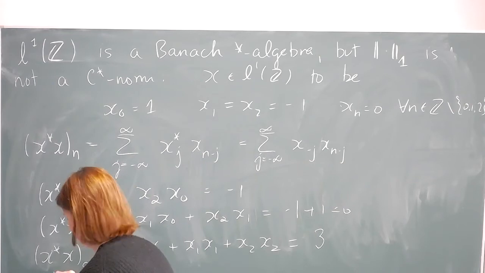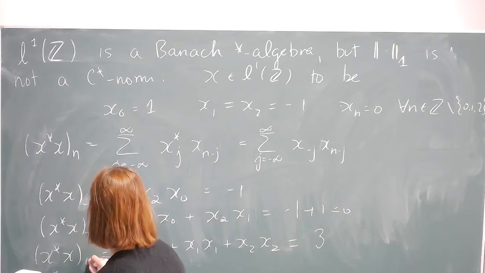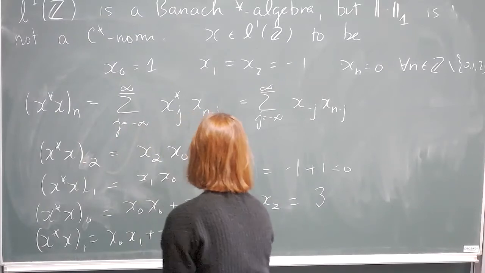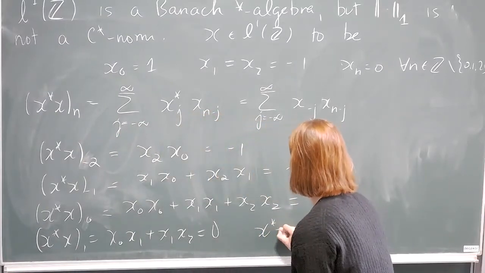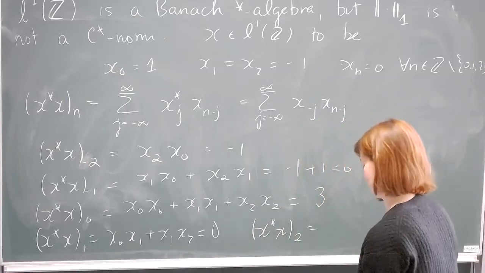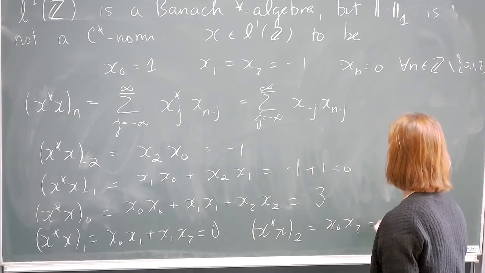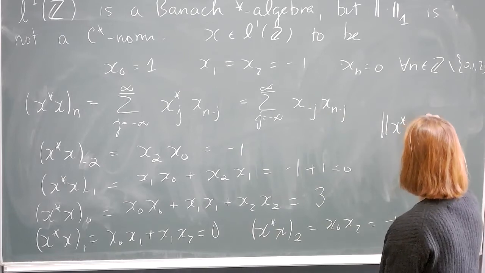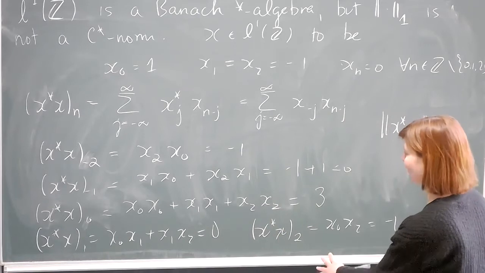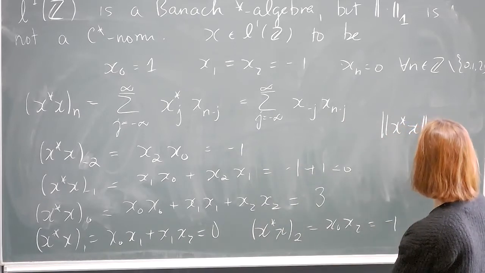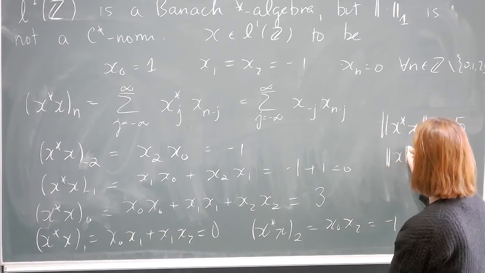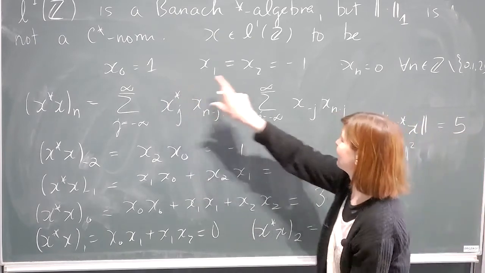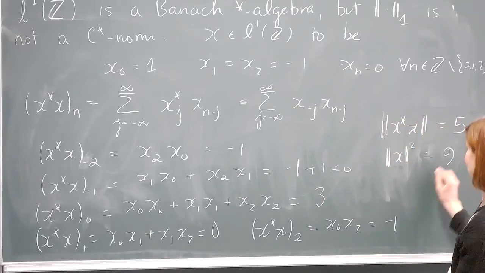And then we get a term involving x2, that is again going to be 0. And then finally we get x0 x2, which is -1. So that means the norm of x star x, well, we just sum up everything's absolute value: 1 plus 0 plus 3 plus 1 is 5. But then it's easy to check that. What is the norm of x? It's just 1 plus 1 plus 1, which is 3. 3 squared is 9. So this is not a C-star norm.